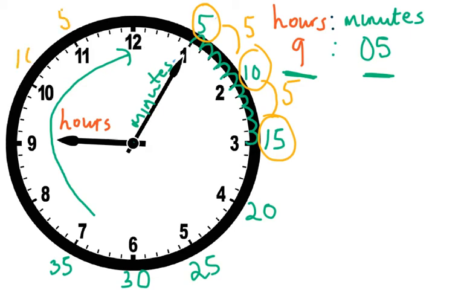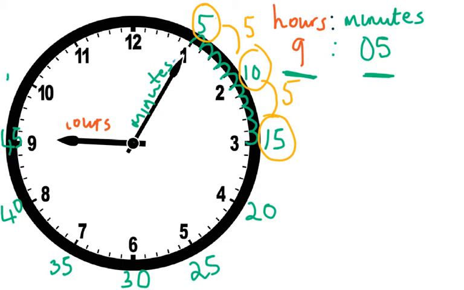5, 10, 15, 20, and then that will bring us to 25. Keep going with our intervals. So 35 minutes past 9, 40 minutes past 9, 45 minutes past 9, 50 minutes past 9, 55 minutes past 9, and then we're back to our o'clock.